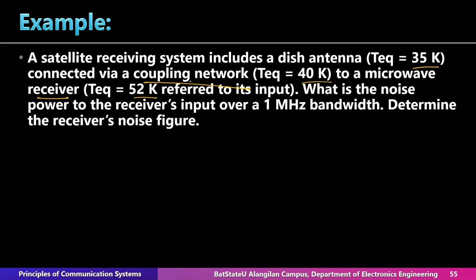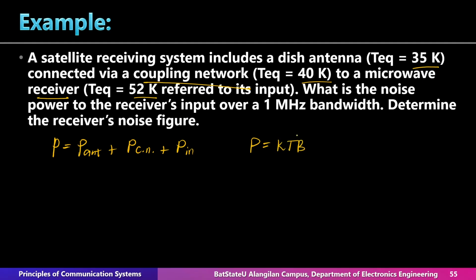Kapag kinumpute mo yung power sa receiver input, hindi lang dapat yung power sa input ng receiver ang computein mo. Kasi nag-ambag yung antenna at yung coupling network. So, to solve for the total noise power, ang total power ay power galing sa antenna plus power galing sa coupling network plus yung power ng noise galing sa receiver, input ng receiver. Okay. Alam naman natin na ang formula ng power, lahat yan ay equal sa KTB.